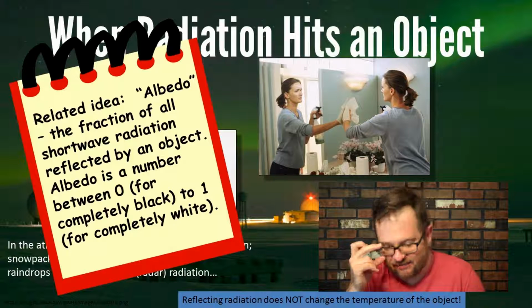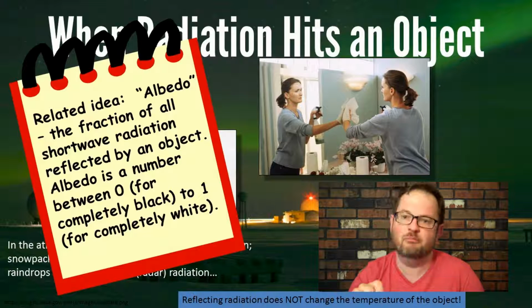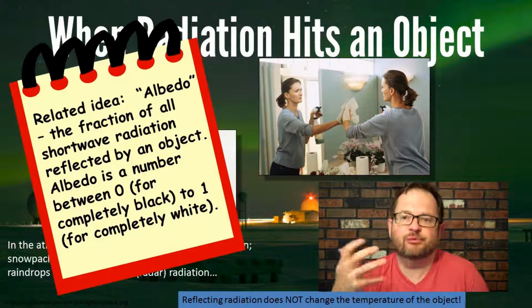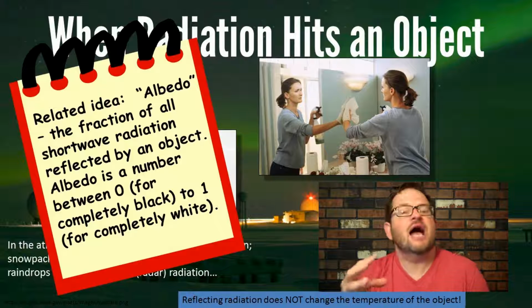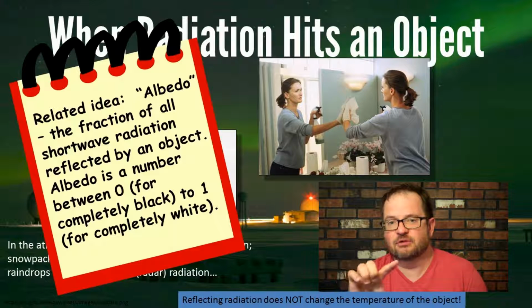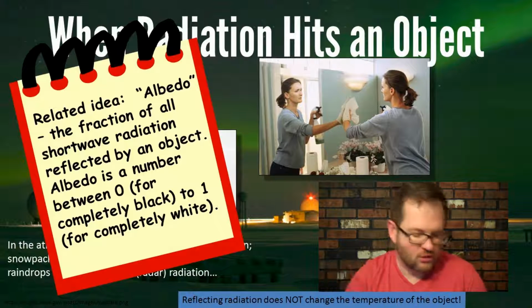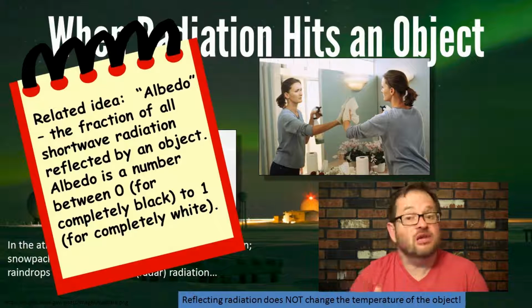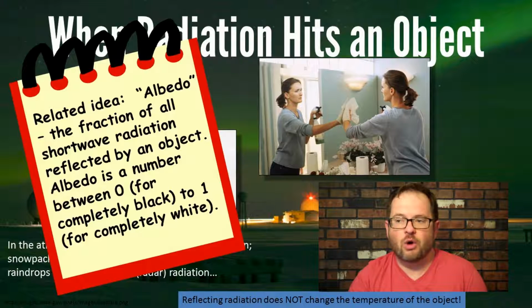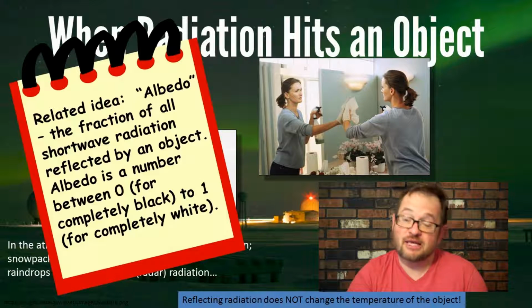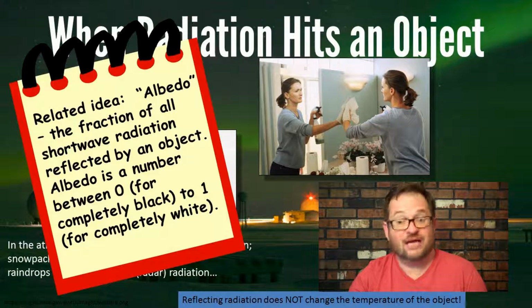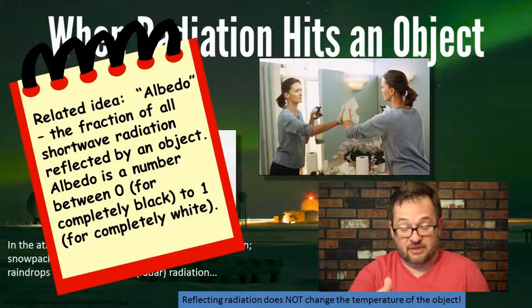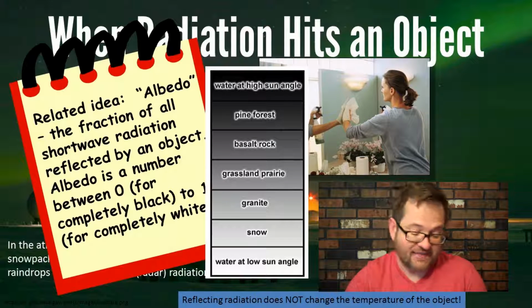Now, there's actually a key vocabulary word associated with reflection, and that's albedo. Albedo is a property of objects that describes how good they are at reflecting, in particular, how good they are at reflecting visible radiation, like light. So an albedo is a number between 0 and 1. 1 means it reflects all the light that hits it, and 0 means it reflects none of the light that hits it. So like a black object has a very low albedo, and a white object, or a mirror or something that reflects most of the light that hits it, has a very high albedo.